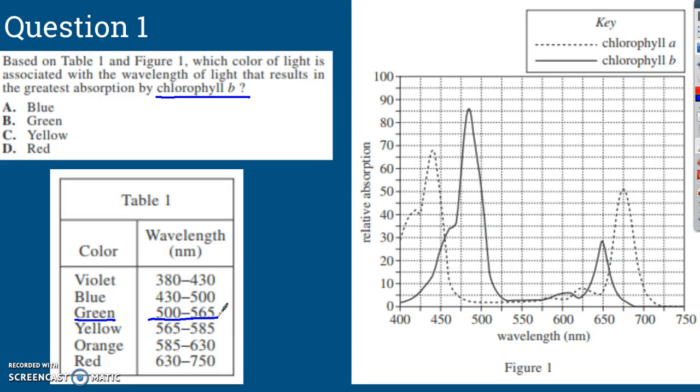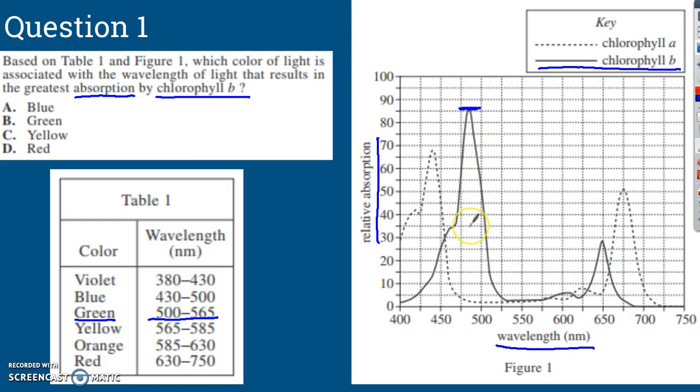So let's look at chlorophyll B. Where's our line for chlorophyll B? It's the solid line over here. And so we've got these two lines, and it looks like we've got wavelength on the x-axis. We've got absorption on the y-axis, and that's what we're looking for. We're looking at absorption over here. So chlorophyll B is our solid line, and we're looking for the greatest absorption, which is right there.